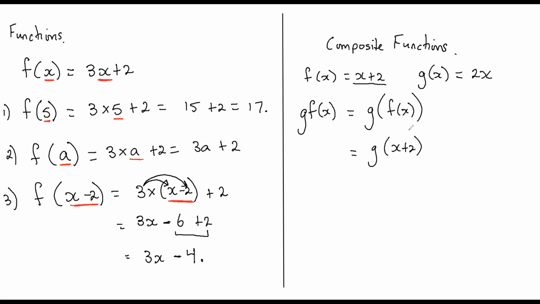And then what does this mean? It means that in my g function, wherever I had x, I'm now going to put x plus 2. So then that becomes 2 times x plus 2. And if we are to expand the bracket, we will get 2 times x, which is 2x, plus 2 times 2, which is 4.